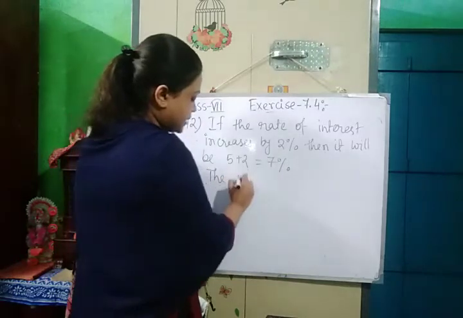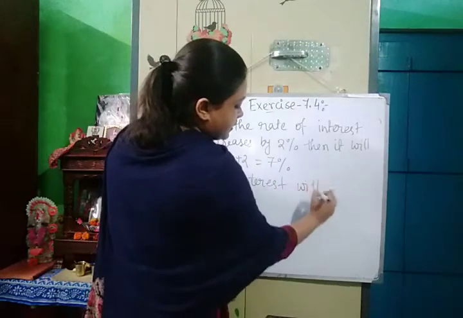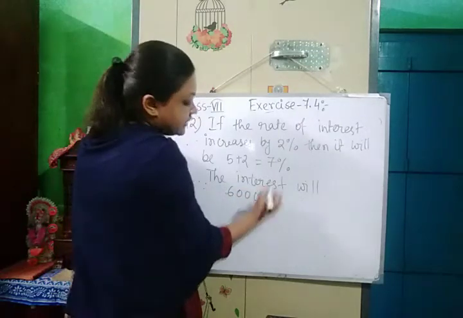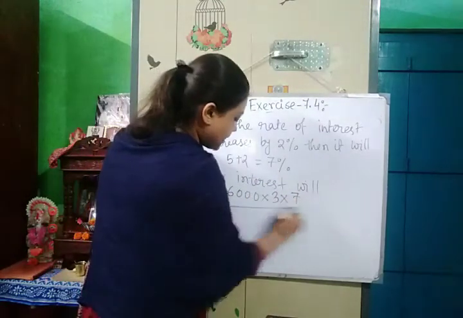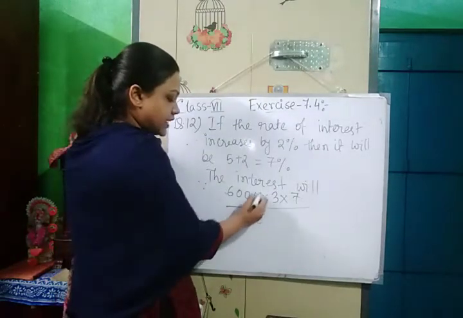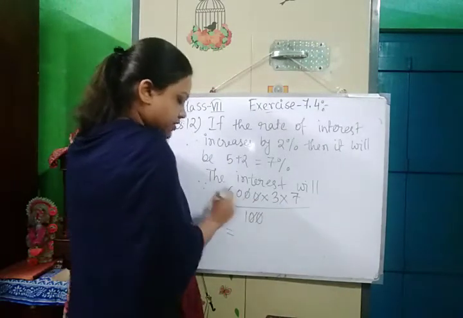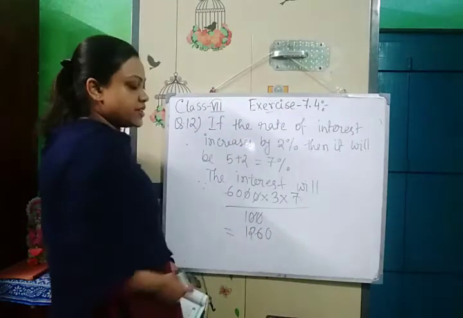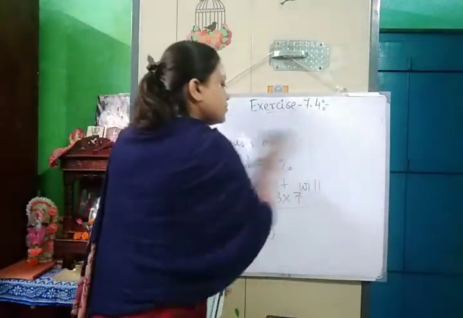Therefore, what will be the interest then? The interest will be P T R by 100. Principal is 6,000, time is 3 years, R is now 7%. Now do the cancellation. 0, 0 cancelled. So 7 3s are 21 into 6. So 126, then 1 0. 1260 will be the interest.